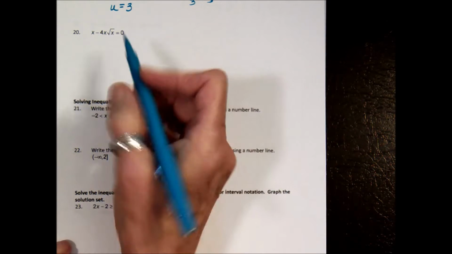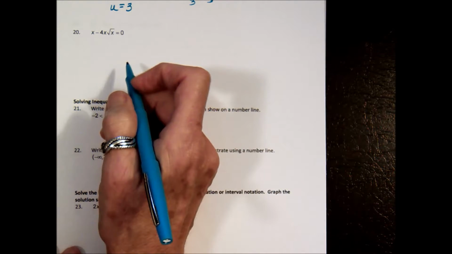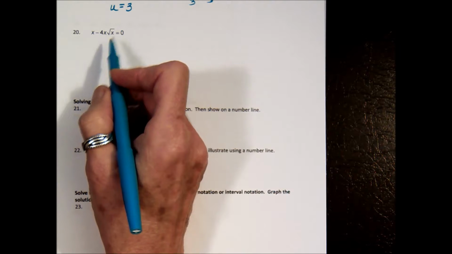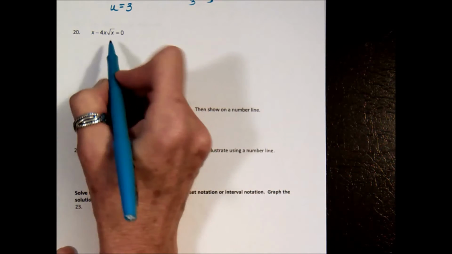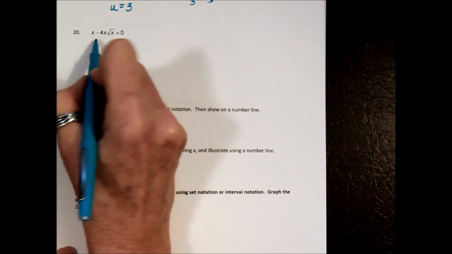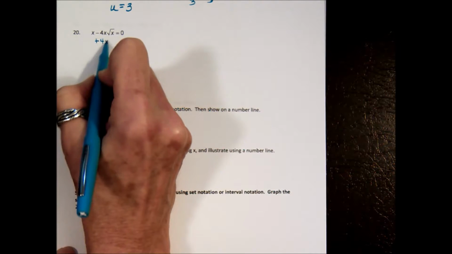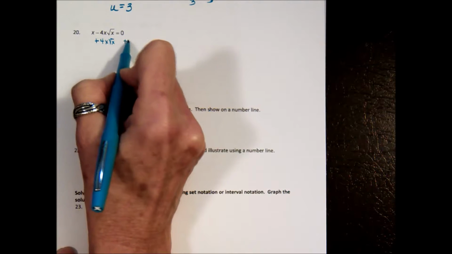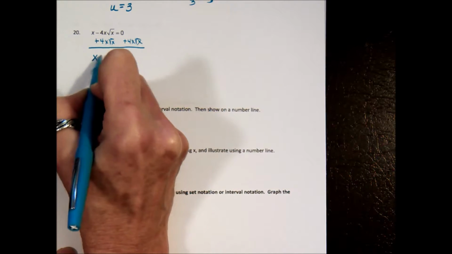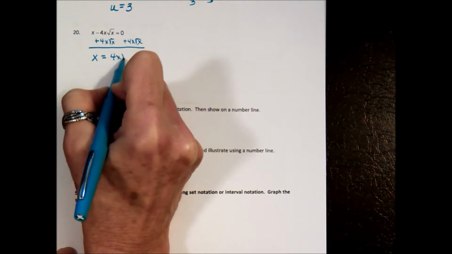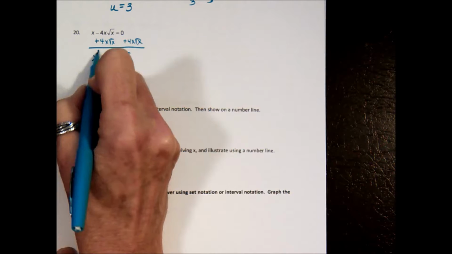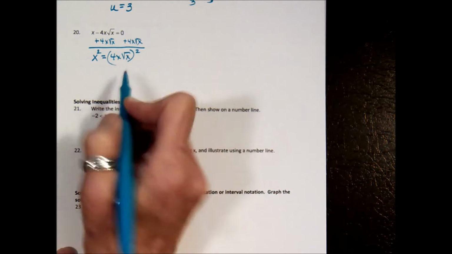This one, there's a couple ways to do this one. What I'm going to do is when I see the square root, I want to get rid of it. So I'm going to add a 4x square root of x to both sides so that I have x equals 4x square root of x. And now to get rid of that, I'm going to square both sides. But remember, the whole thing's being squared.